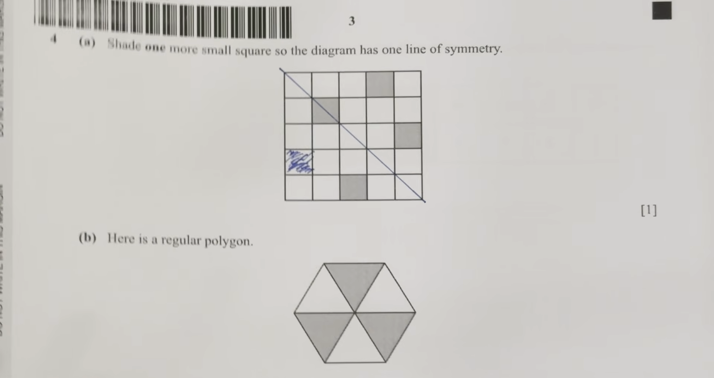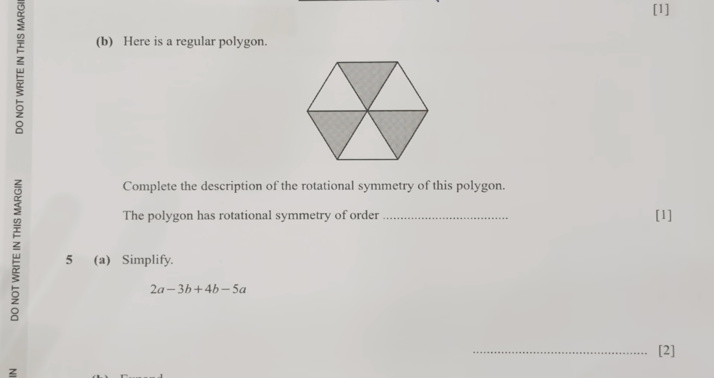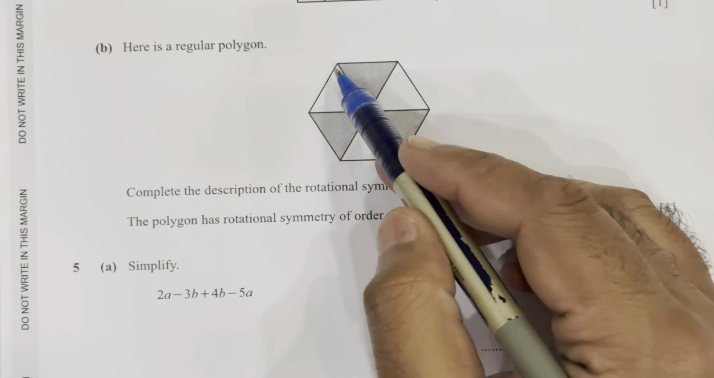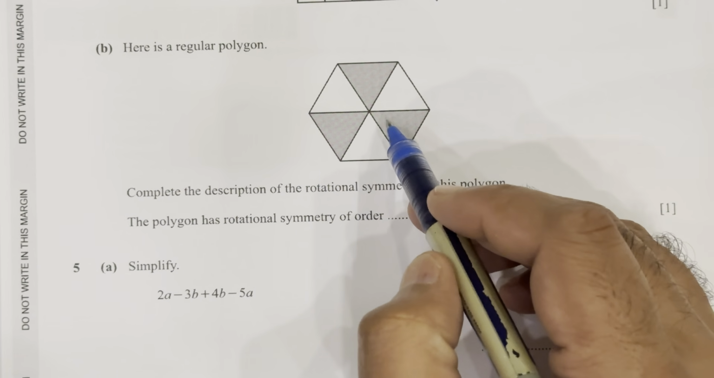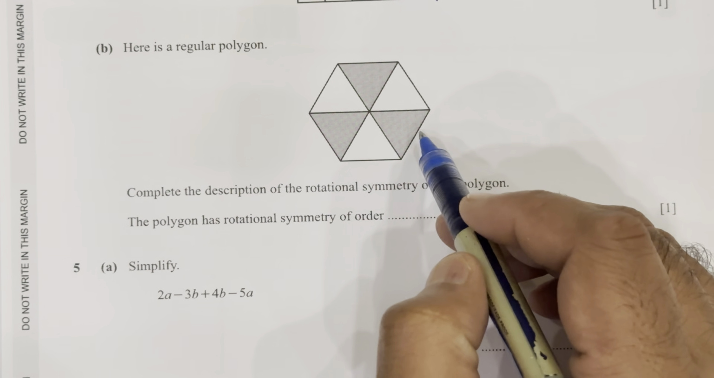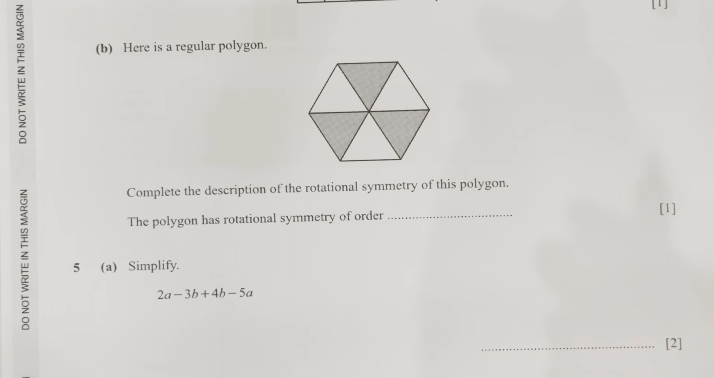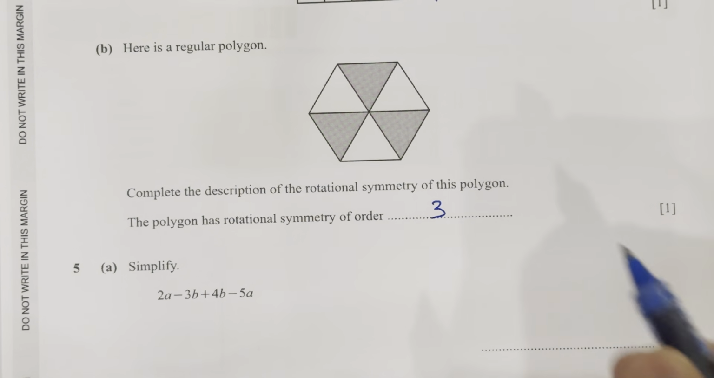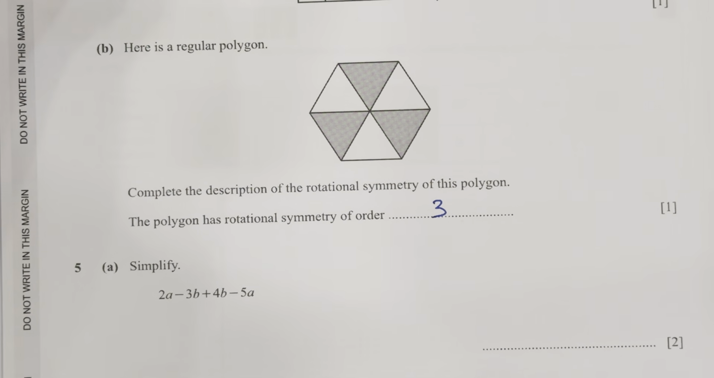Here is our regular polygon, part b. Complete the description of the rotational symmetry of this polygon. If we rotate this shape from that, it again comes down to the same shape. From all these 3 points the shape comes to the same. So the order of rotational symmetry would be 3. Moving to question number 5.